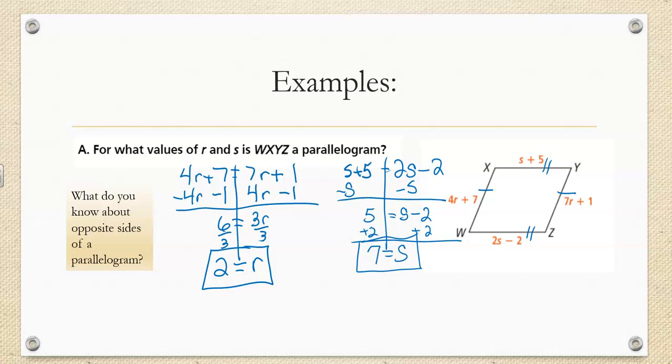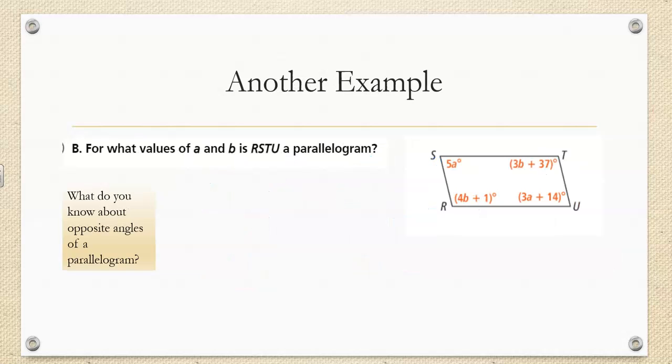So with those two numbers, S equal to 7 and R equal to 2, I could substitute those back in there and I could see what the actual measurement of the sides are. And then I could verify that they are congruent to each other, and so it must be a parallelogram. Here's another example with angles. Do you remember what's true about opposite angles of a parallelogram? We know that these two must be congruent to each other, and these two must be congruent to each other. So set up your math statements and solve for A and solve for B. And then I'll be right back.